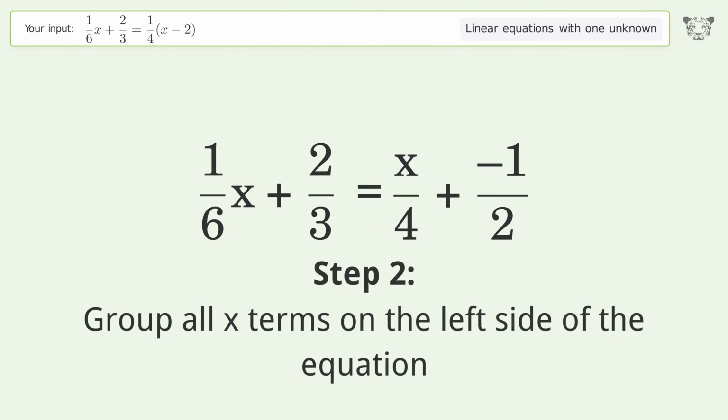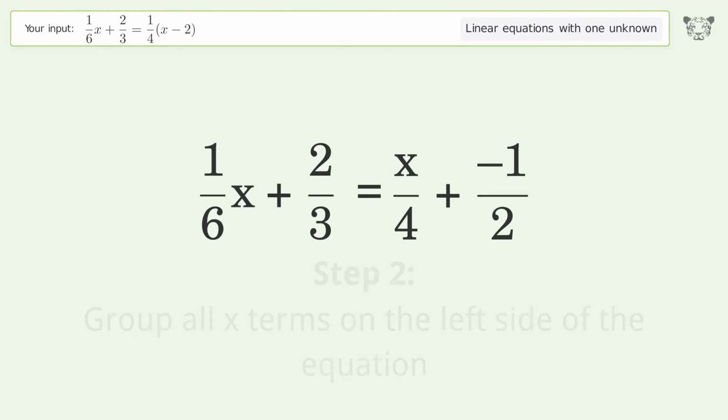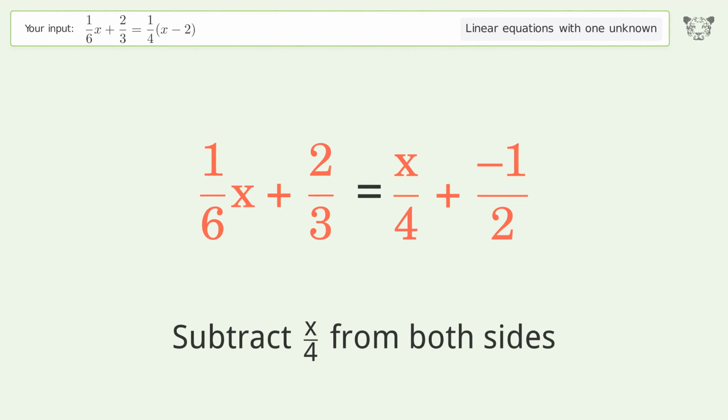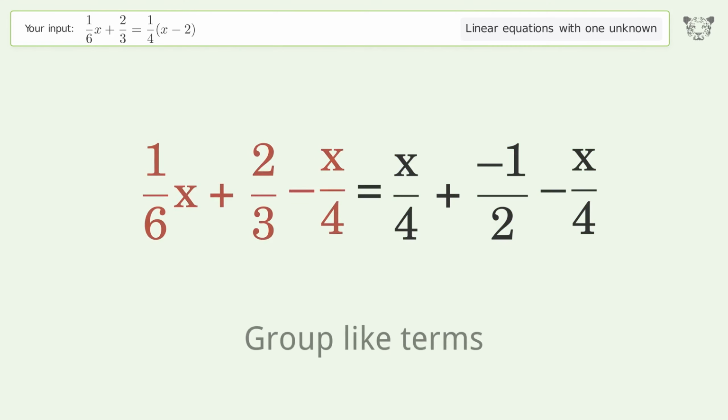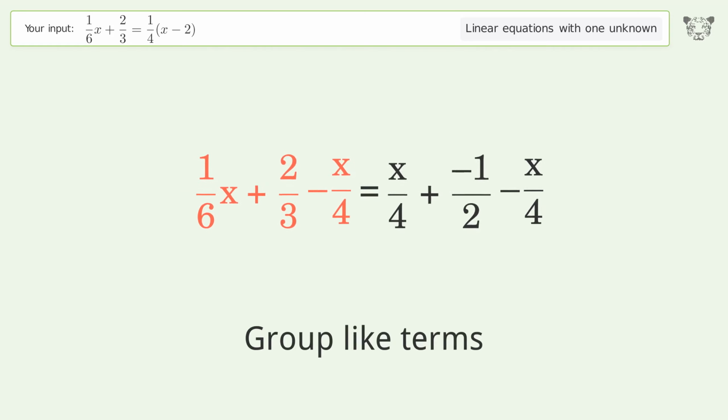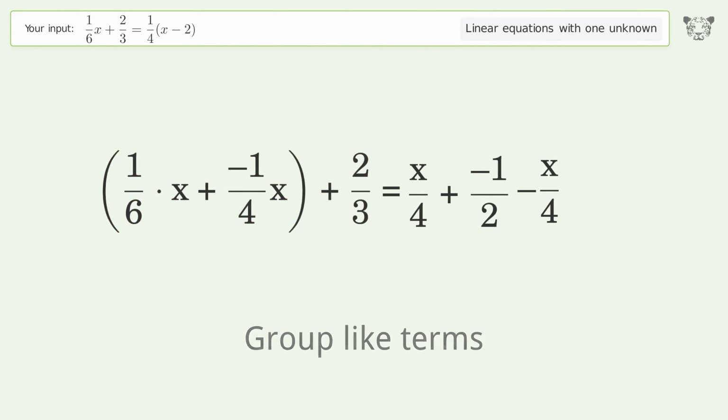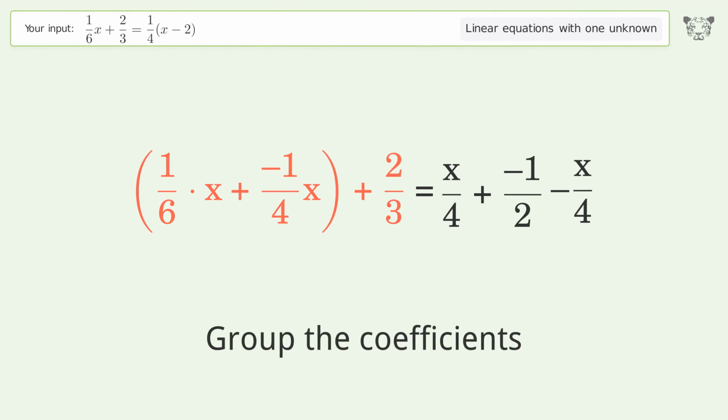Group all x terms on the left side of the equation. Subtract 10/4 from both sides. Group like terms. Group the coefficients.